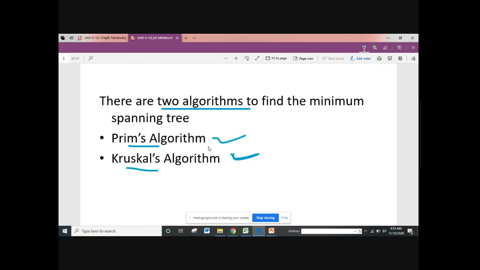But if they give a graph and ask you to find the minimum spanning tree, you can choose Kruskal's because it will be very easy. If they ask you in general, find out the minimum spanning tree for the below graph, take Kruskal's and solve it. In case they ask you to specifically follow a method, use Prim's algorithm to find the minimum spanning tree, then you have to do only Prim's. Prim's is also very easy provided you know the formula. You have to be a little bit careful with the formula. That's all. Otherwise, both are good.